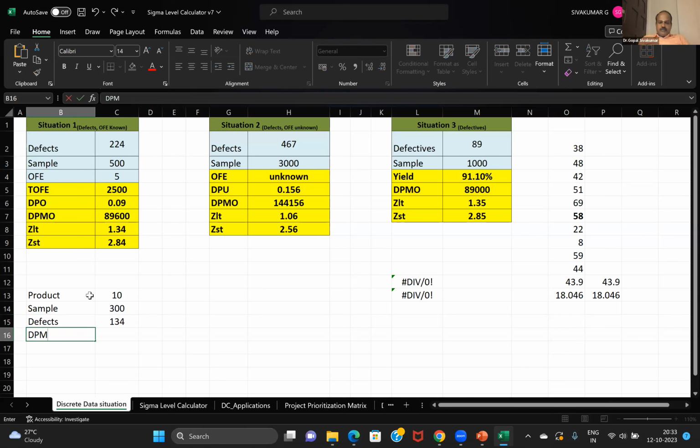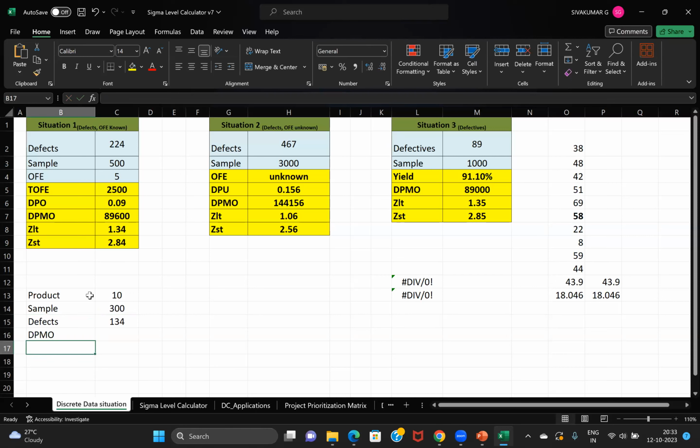Will you be able to calculate? What should I do now here in this cell? Tell me. In the defects column, how much should I type? 134. In the sample? 300. In the opportunity? 10. Now what is your DPMO? 44,600. Sigma level 3.2. Very simple, right? Yes. Very good. Now, another scenario.